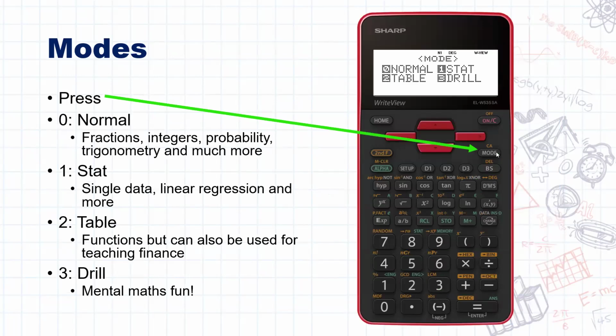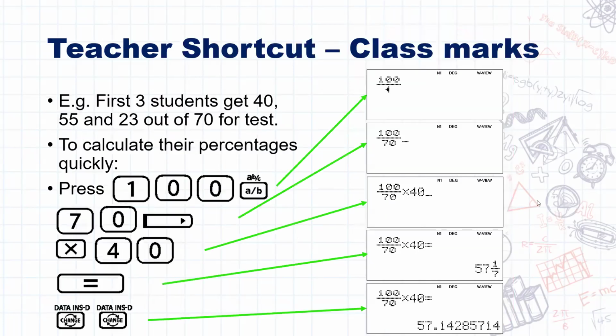So modes, the mode button gives us 4 different modes on the Sharp EL-535SA. And so this is the normal, stat, table, and drill. So normal does things like fractions, probability, it does percentages. I'll show you how to work out VAT using the normal mode. Then stat does your basic statistics, and we'll just briefly go through how to use that to find your median and your mean, and some other interesting values. And then, of course, table we'll use as a function. But what we can do is actually use it to teach break-even finance, which is what I will show you today, or break-even graphs. And then, of course, drill is just to practice your mental maths. So go and have a look at that and see what it does.